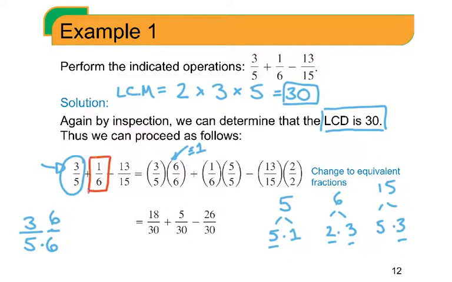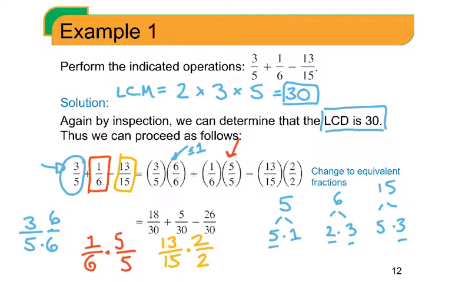What about this term? Well, 1 over 6, if I need to turn this 6 into a 30, I better multiply it by 5. So now I'm multiplying by this fraction, 5 over 5, which is equivalent to 1. And the last fraction, which is 13 over 15, I want to turn this denominator into 30, so I multiply it by 2. Anything I do down there, I have to do up top. In other words, I can only multiply by something that's equivalent to 1. So that's why I multiply by 2.